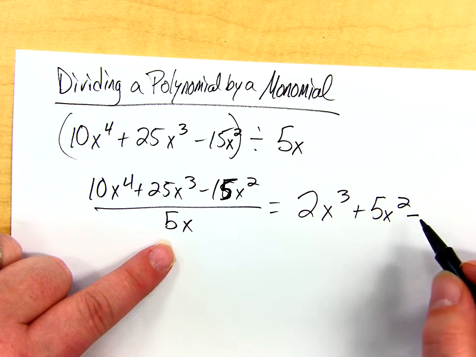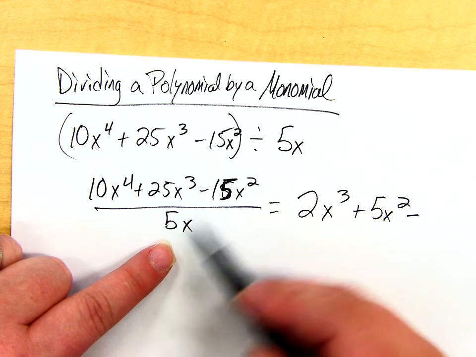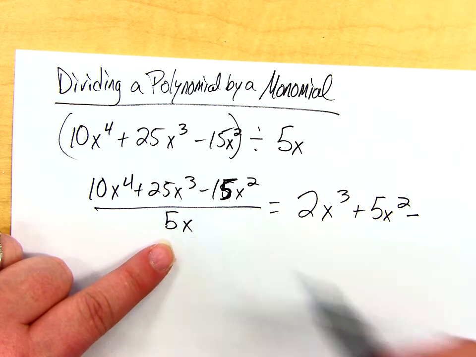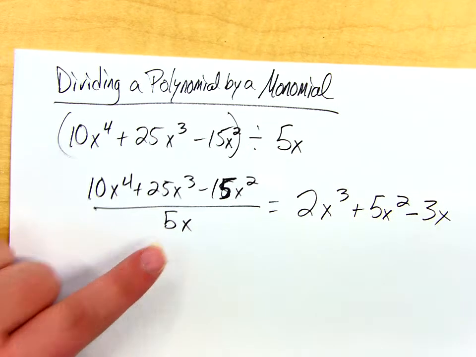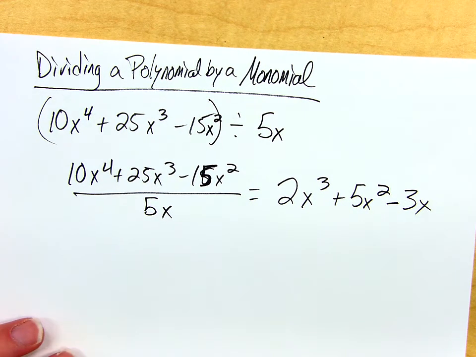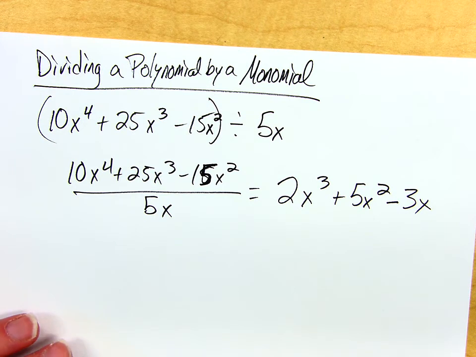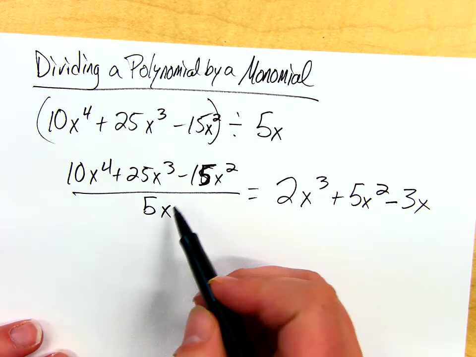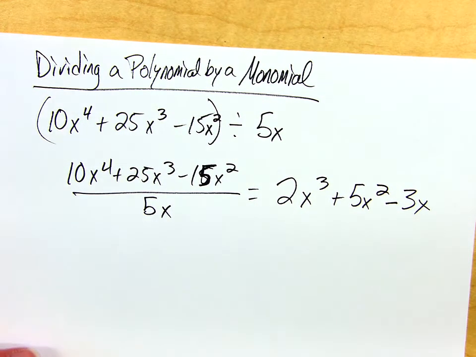But we'll talk about that later. So this last one's going to get me 3x, negative 3x. That's it. What happens if your number down here doesn't go in nicely? Then you just have a fraction.